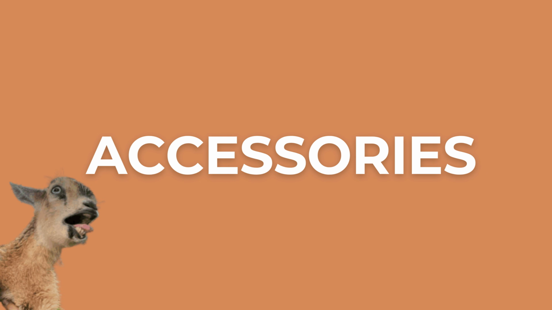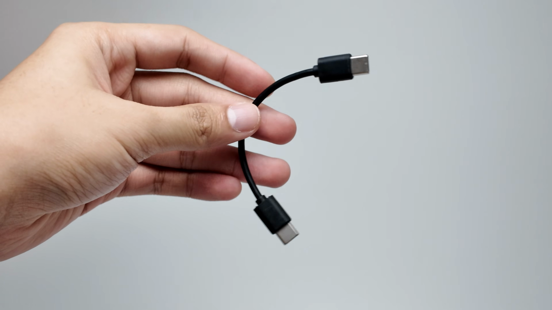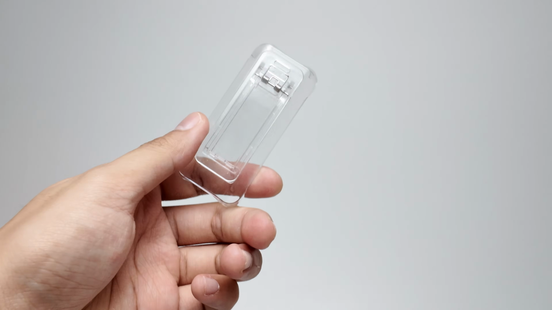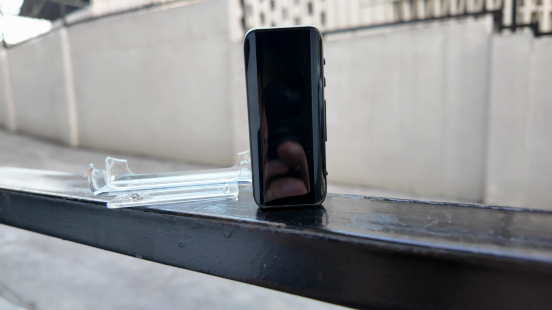Now, looking into the actual box itself, they include a short Type-C cable with the Type-C to USB 2 dongle, and it includes the acrylic case in the box, so you're pretty much covered in terms of the physical side of things when it comes to the accessories.